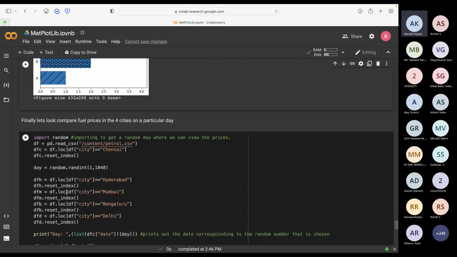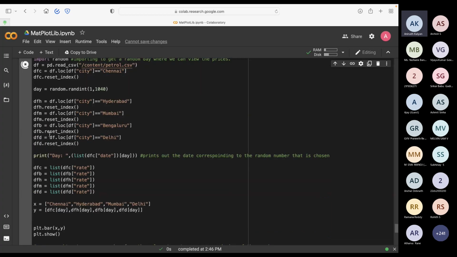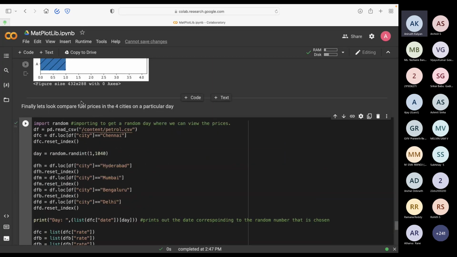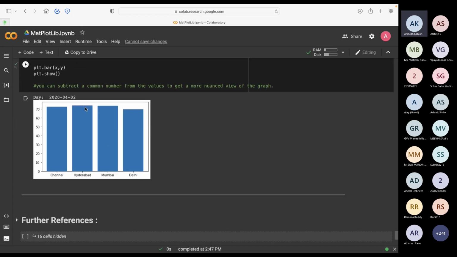And finally, I just want to show a simple example. There is no difference in this at all. It's just to show how bar graphs are used. So what I've done is compare 4 fuel prices on the same day. So yeah, you can see there's a subtle difference.